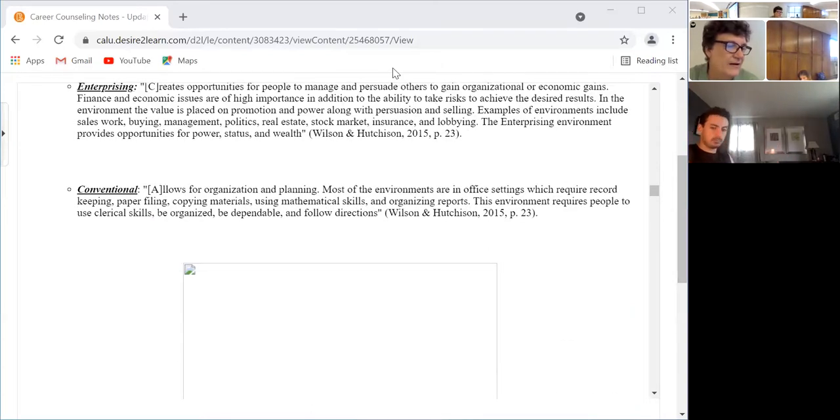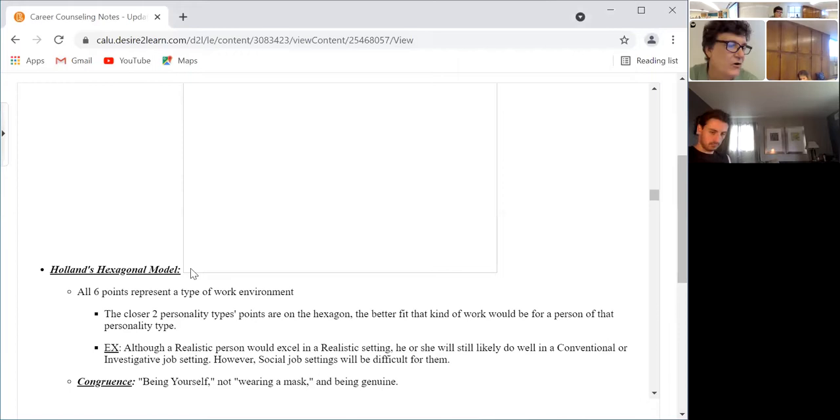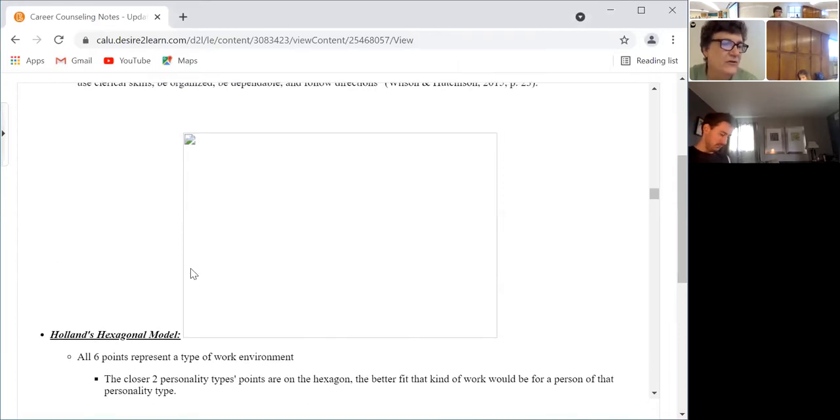Okay. So hopefully in your notes, there's a hexagon model here, but I'm going to find it for you. There's a better one online anyway. This is famous. It's also in the book. Let's figure out one I like. I like that one.